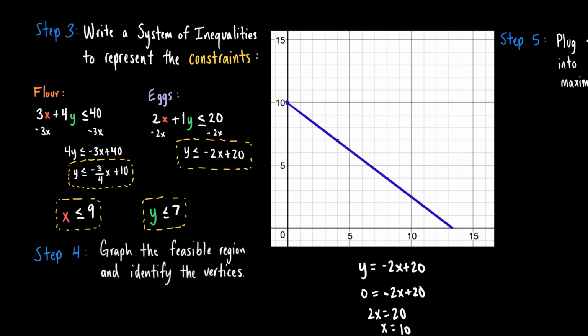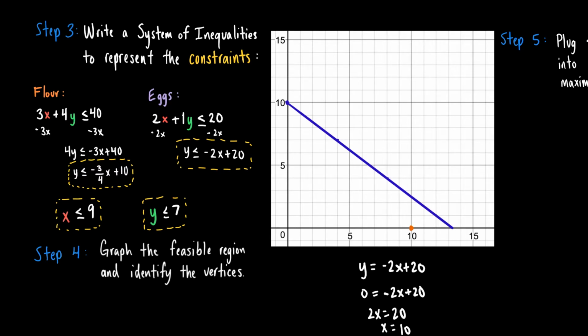So what we're going to do then is we should probably do a different color for this line here. So we'll do a darker orange here. We're going to come over to the x-intercept, which is at 10, and then we'll just graph our line.